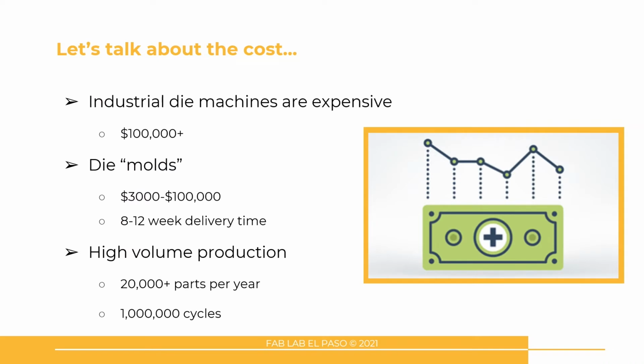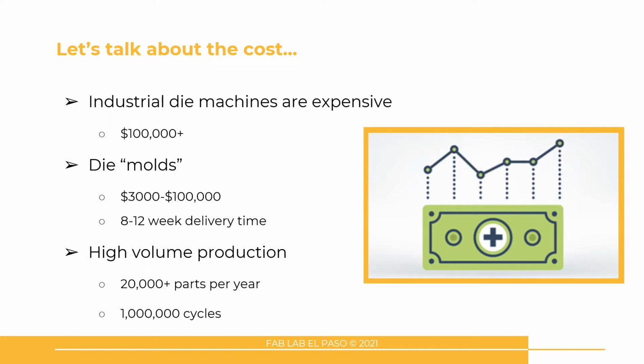Now that we understand what a die is and how it's made, let's talk about the cost. An industrial die machine used by manufacturers costs no less than about $100,000, but that cost increases very quickly depending on the size and type of machine. You as an entrepreneur would not need to invest in a die machine. However, you would need to pay a die maker to create your own custom die mold.